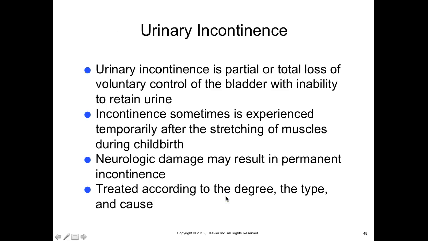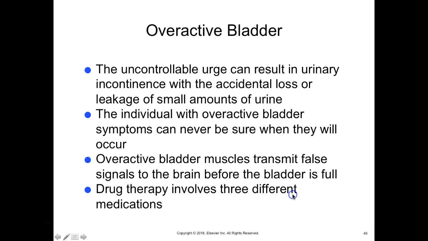So urinary incontinence can be partial or total loss of voluntary control of the bladder with inability to retain urine. So the person drains or leaks urine. It sometimes is experienced temporarily after stretching of the muscles during childbirth, which can be from a lot of pressure on the bladder, inflammation to the urethra. Neurologic damage may result in permanent incontinence, and treatment is according to the degree, the type, and the cause. So treatment, again, would depend upon the etiology.